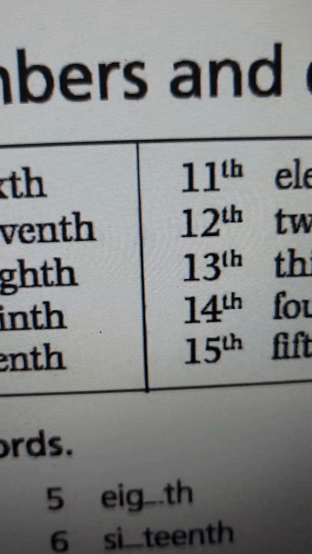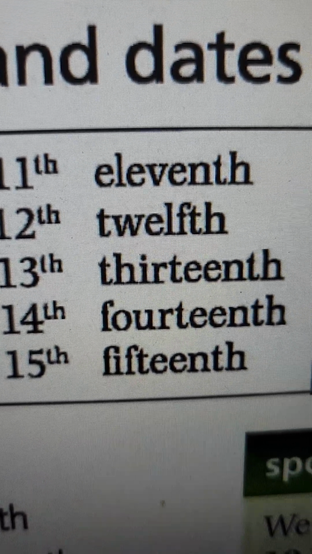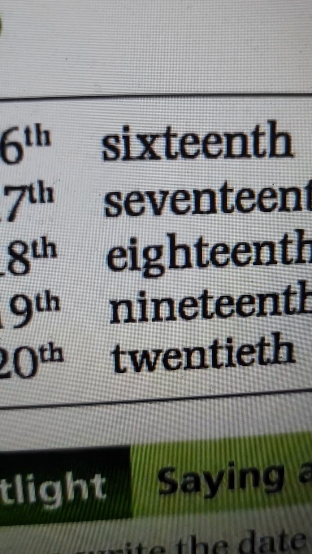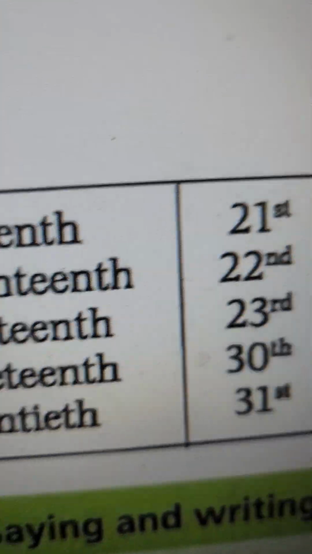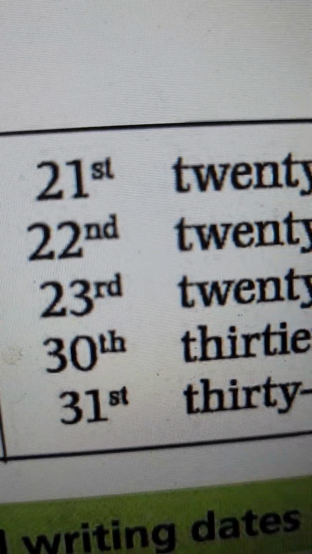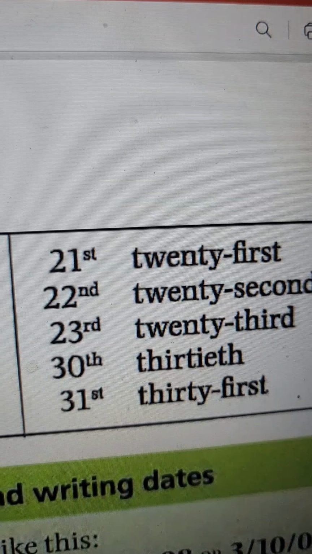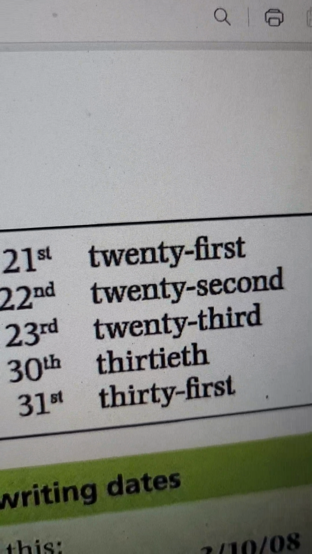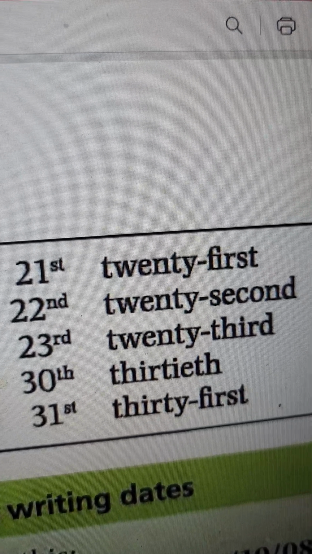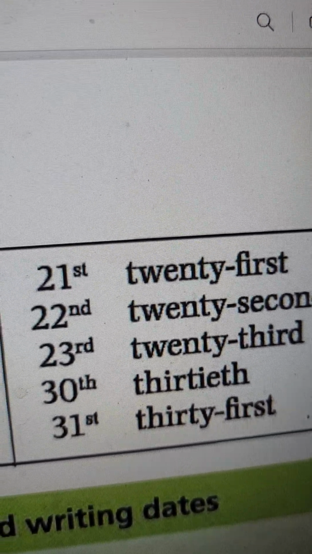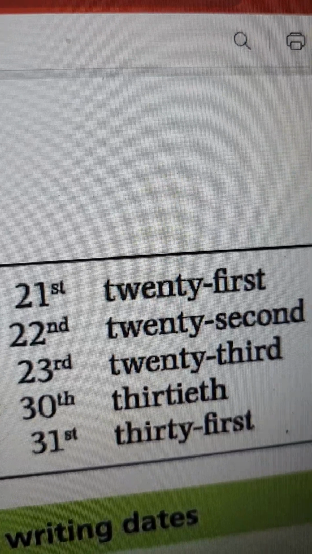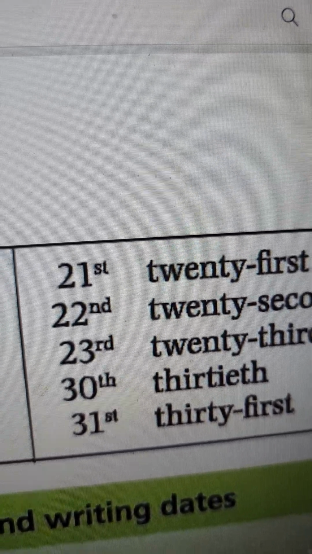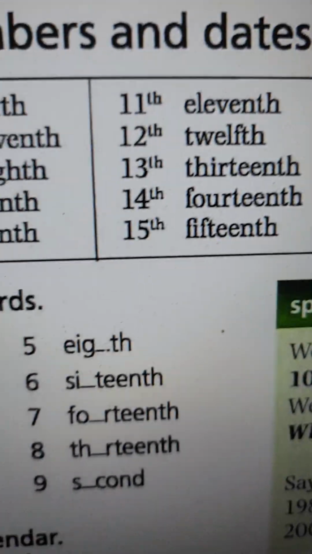What about 20th? Okay, if I have 21, it's again 21st, 22nd, 23rd. If I have 30th, it is th. If I have 31, so it's a 31st. This is 1. Let's practice now.